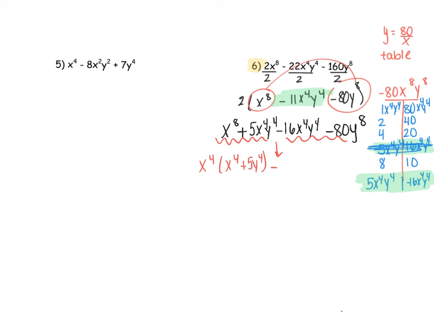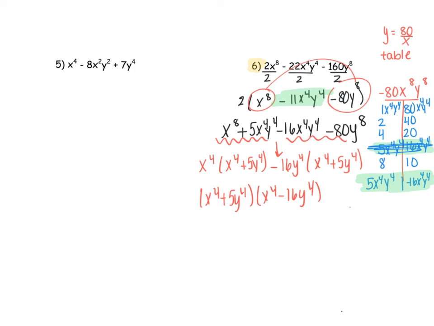My GCF out of my second two terms is actually 16, negative 16 y to the fourth. And I'm left with x to the fourth, and then plus 5y to the fourth. So these two are my GCFs, and I'm going to go ahead and pull those on the outside, x to the fourth plus 5y to the fourth. And I'm left with these parentheses here, x to the fourth and minus 16 y to the fourth.